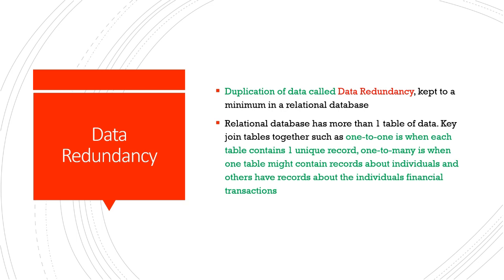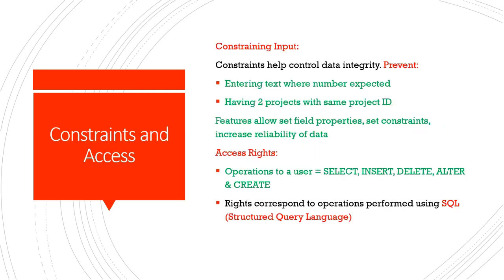And this is because a relational database has more than one table of data, with keys joining tables together, such as a one-to-one, and this is whenever each table contains one unique record. One-to-many is when one table may contain records about an individual and have other records about the individual's finance transactions. That's essentially what I was on about, where a one-to-one is where you just have the primary key and no foreign keys in it, or a one-to-many is where you have that primary key and many foreign keys in it.